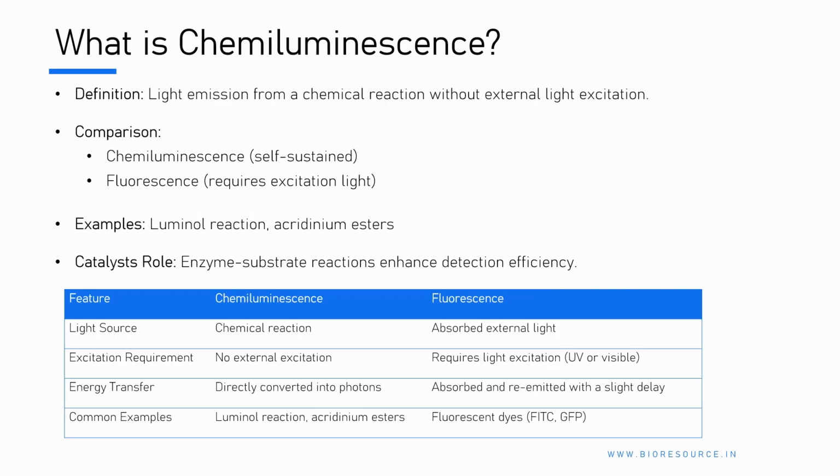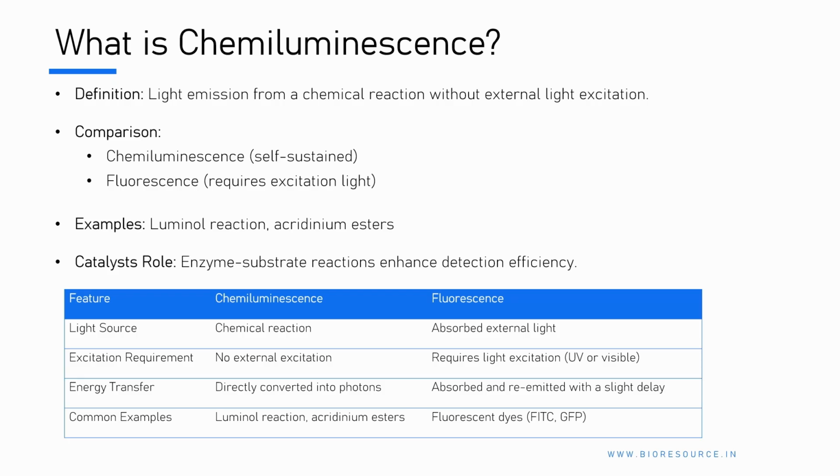So what is chemiluminescence? Chemiluminescence is a phenomenon where light is produced through a chemical reaction without requiring external light excitation. Unlike fluorescence, which requires an external light source, chemiluminescence is self-sustained through oxidation reactions. This property makes it ideal for diagnostics as it eliminates background noise and enhances signal clarity.